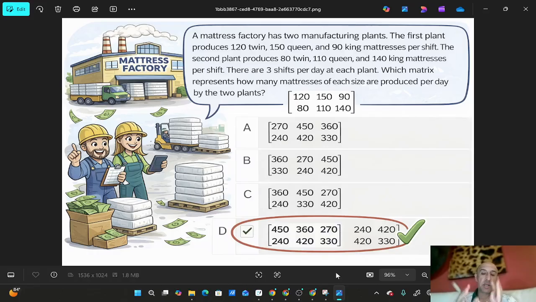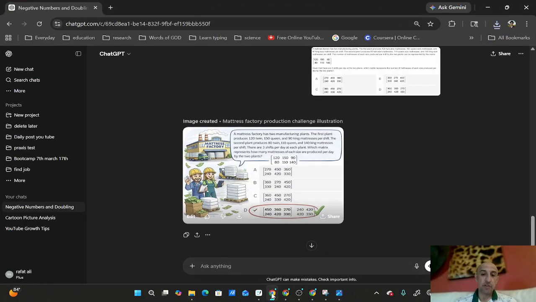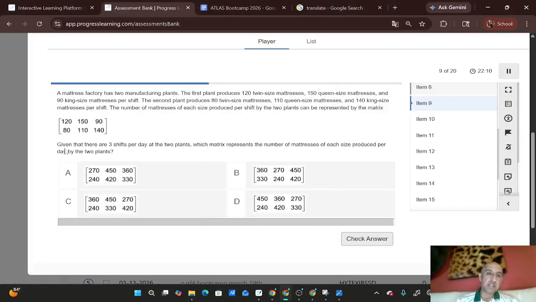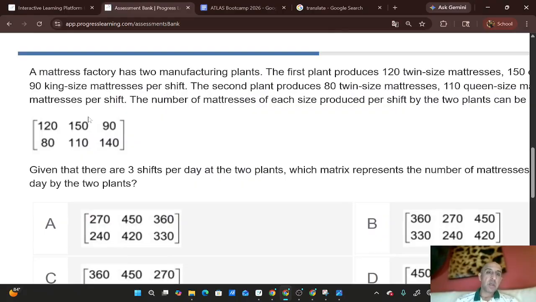We are trying to solve problems under the category of real life problems using the matrix. To do this, let us go through the following example. Here in this example, we see a mattress factory has two manufacturing plants.